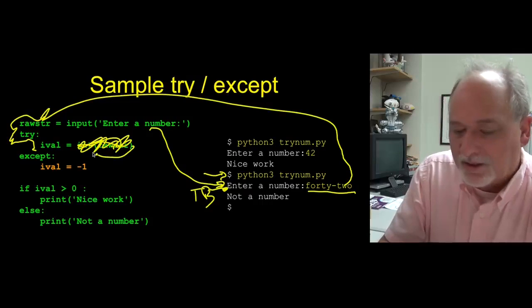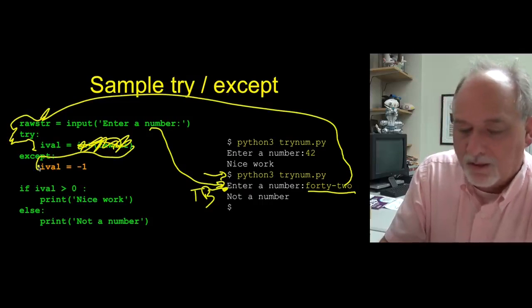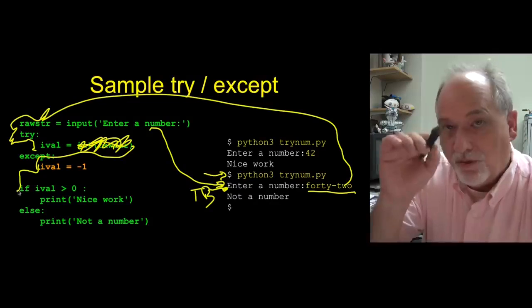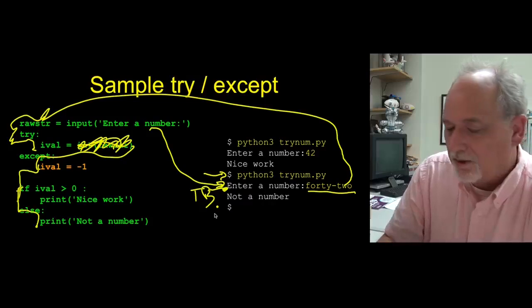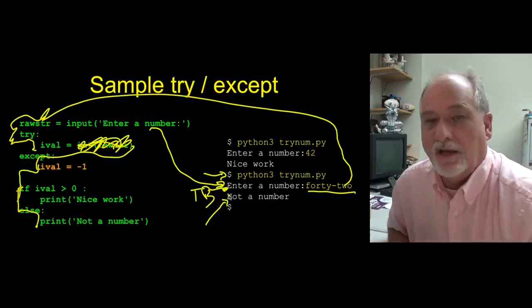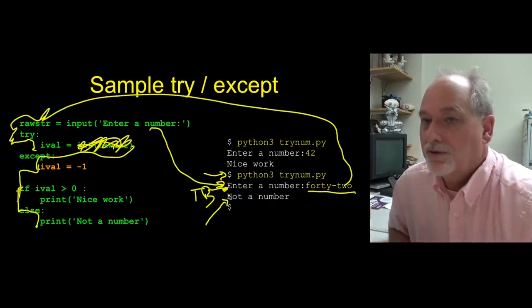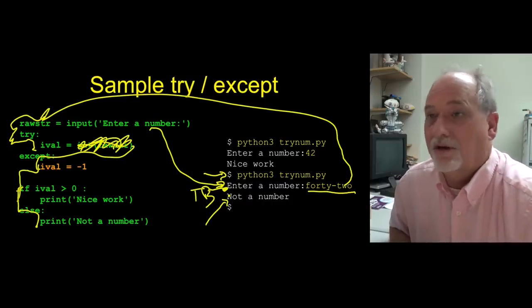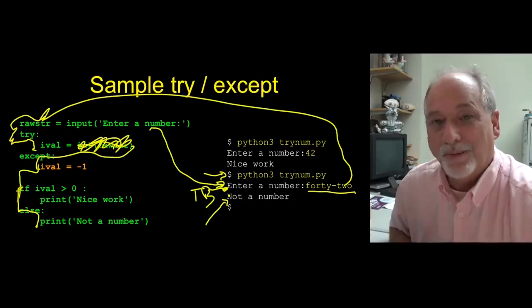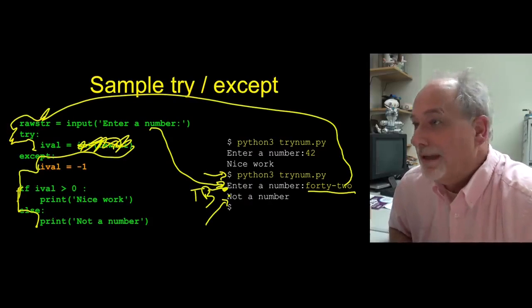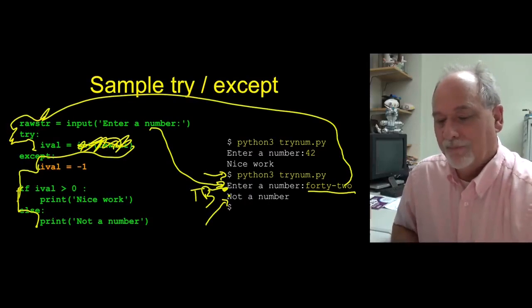It's going to immediately run the except block, set ival to -1, and continue on with the program. See, you are not blown up at this point. And if ival is greater than 0, well, it's -1, so we're going to hit the else clause and print out not a number. So we've done error detection. The user typed something that caused a line of our code to blow up, but we put that line in a try and except block, and so we caught it, and we dealt with that fact.